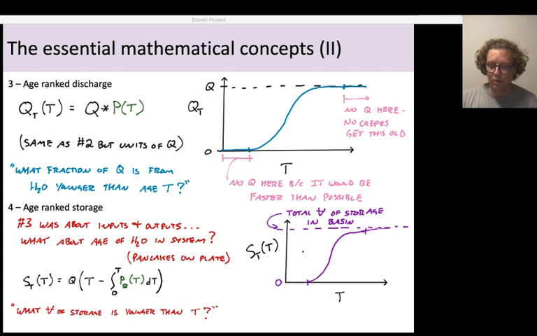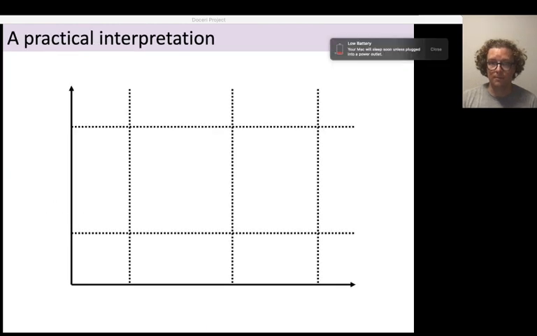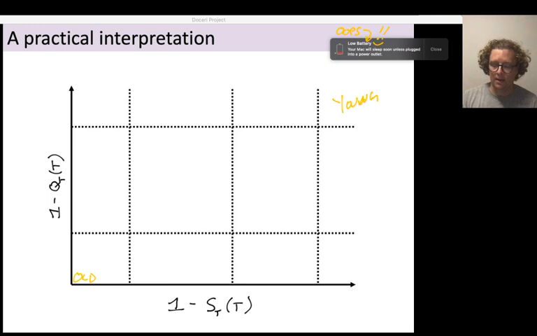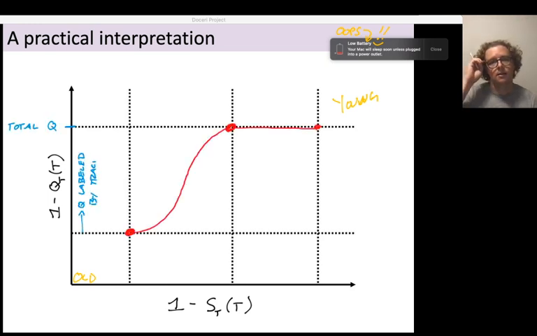Now, with these 4 quantities in hand, we can actually use these to make a plot that's much simpler to interpret. So on the x-axis, we're going to plot something about storage. We're going to plot 1 minus storage, or the storage complement. And on the y-axis, we're going to plot 1 minus that age-ranked discharge, or the age-ranked discharge complement. And our curve should look something like this.